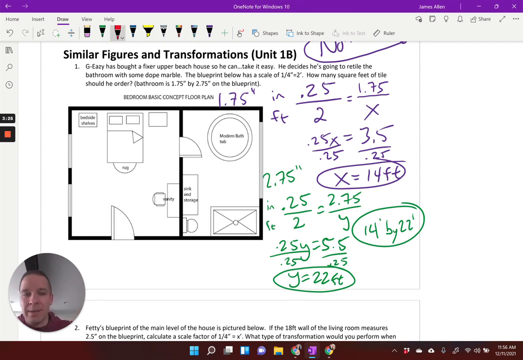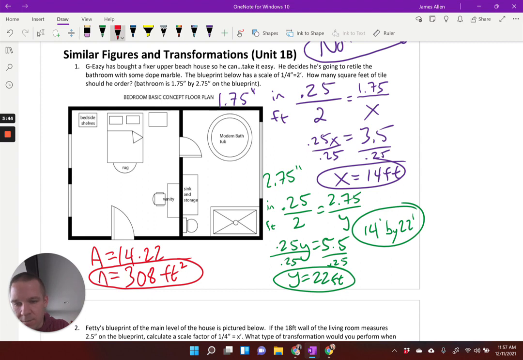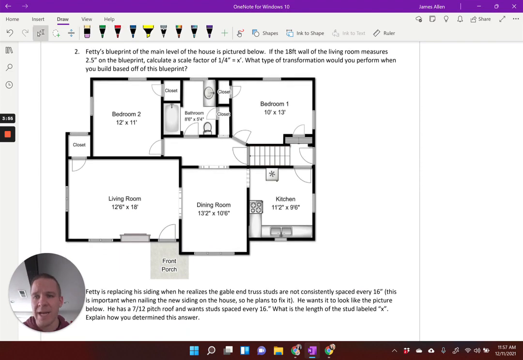Okay, so I want to get my area, right? So my area is going to equal, for a rectangle, just base times height, so 14 by 22. That's the whole point of finding out my actual dimensions, to get my area so I know how much tile to get. So we've got 308 feet squared. There's my area of the bathroom. And I think that's all I asked: how many square feet of tile should he order? It doesn't say anything about the size of the tiles or anything like that. There we go. Awesome. Next.